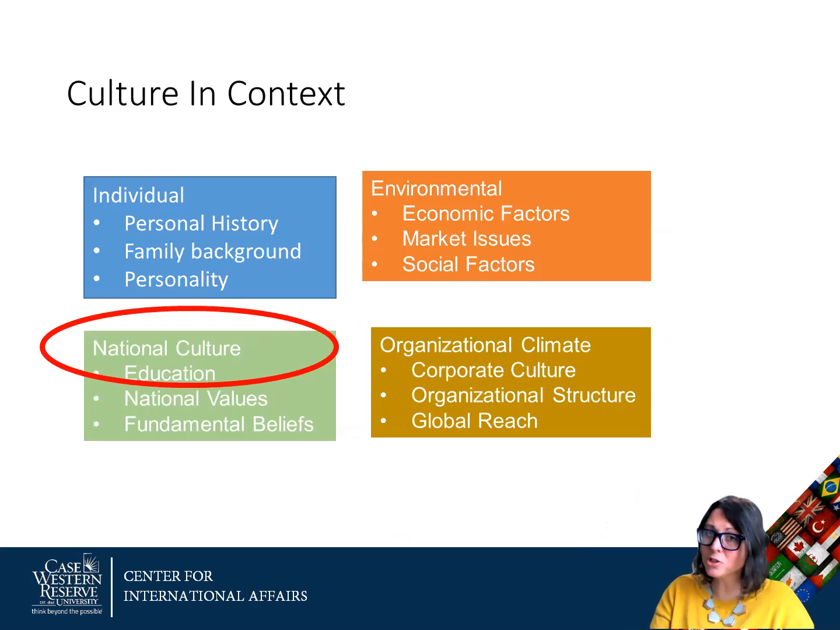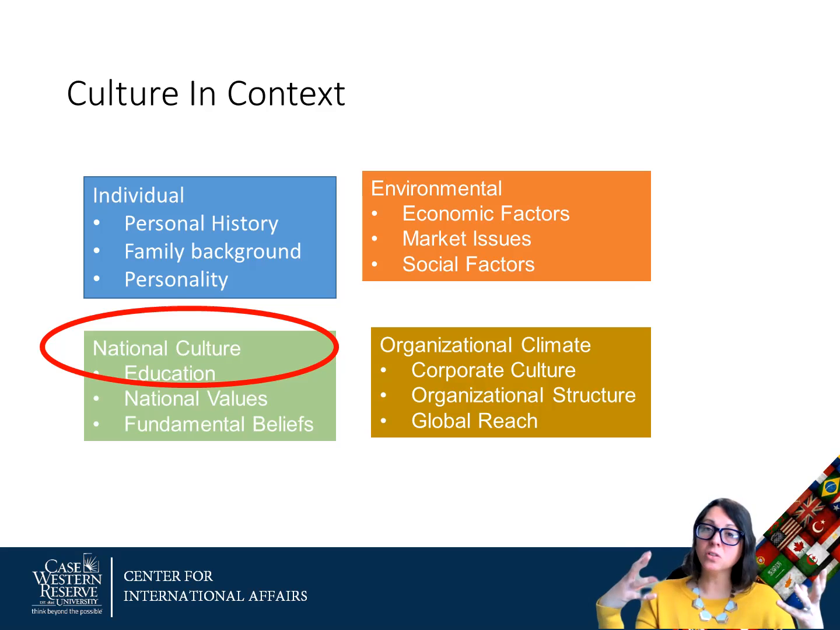So today, just to point out, I'm mostly talking about national culture, which is values, beliefs, education, but there are other areas of culture also. There's individual culture that has a lot to do with family dynamics, environmental culture that mostly has to do with environmental and economic factors, and organizational culture within an office setting or a corporate culture. How does social justice tie in, for example, or what's the organizational structure?